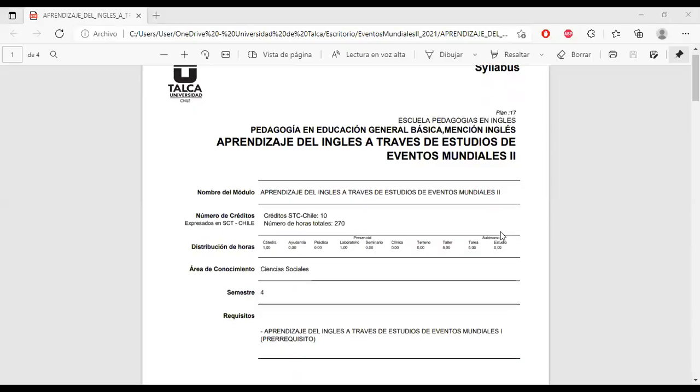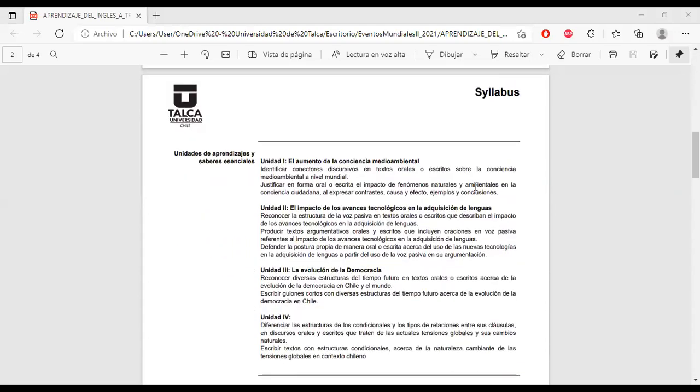And if you see the syllabus, you will have time to download it. Yes, I uploaded it to Educandos yesterday. You will see that now our events will be more contemporary. ¿Sí? Eventos más contemporáneos. For example, conciencia medioambiental, which is environmental awareness. And we will be talking of events happening now, at this moment, current events happening in the world today.